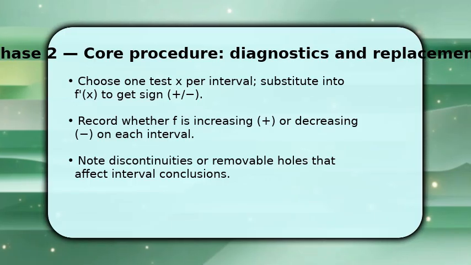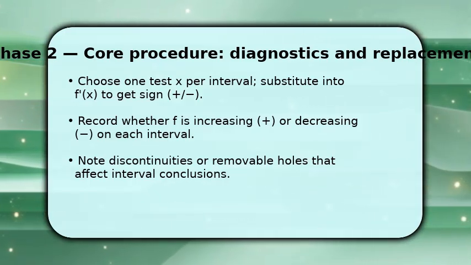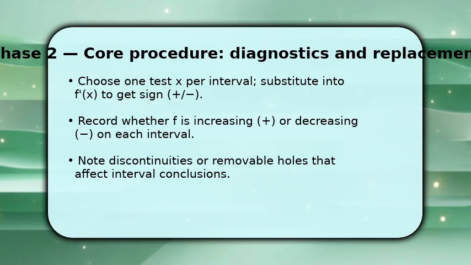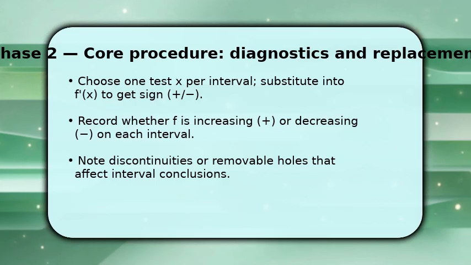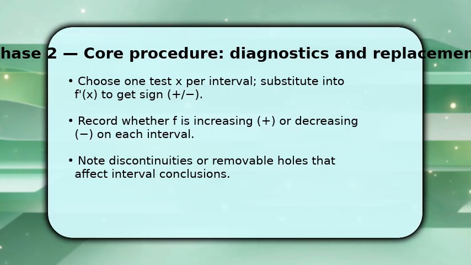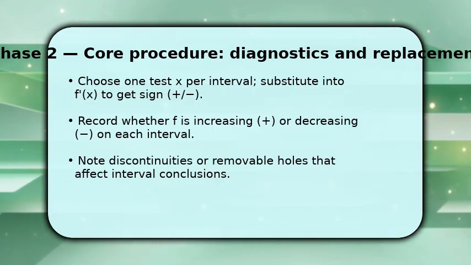If f'(test) > 0, the function is increasing there. If f'(test) < 0, it is decreasing. Make sure to handle vertical asymptotes or removable holes separately because they can flip behavior or invalidate an interval. Also compare one-sided limits at endpoints when needed, since the behavior just left versus right of a point can differ.